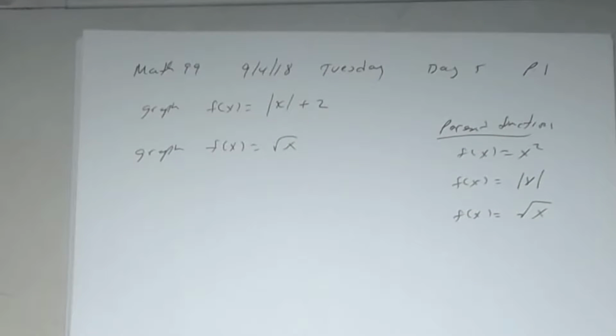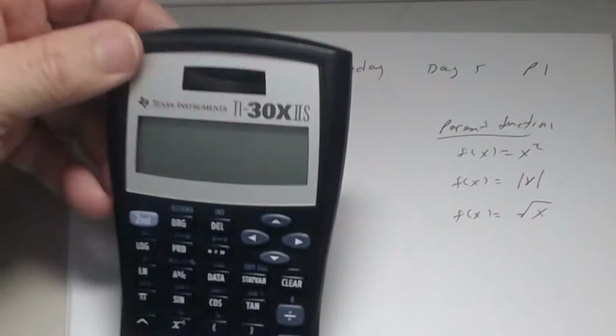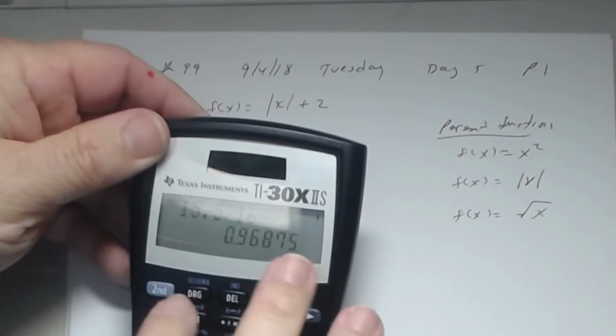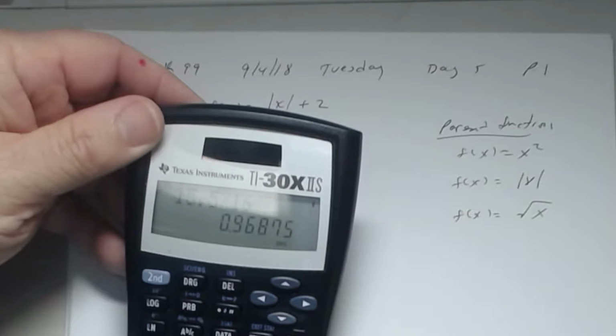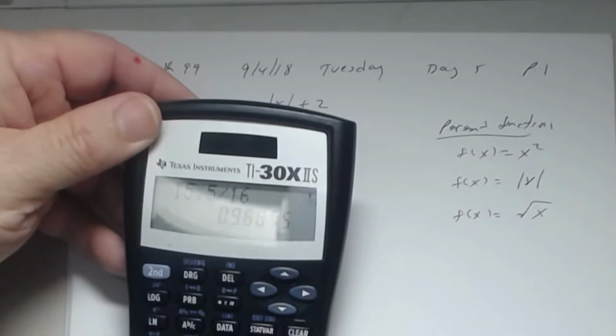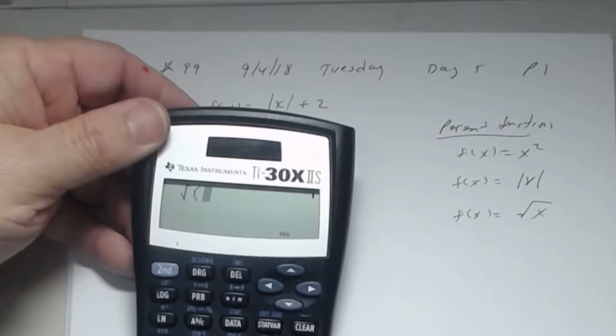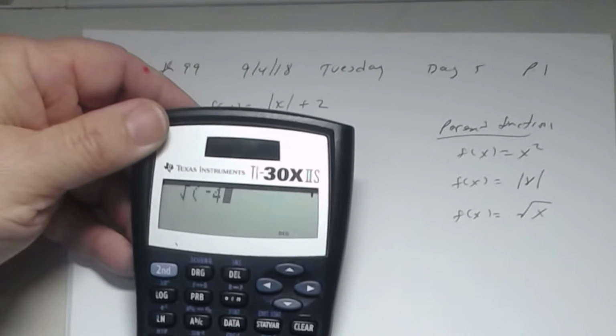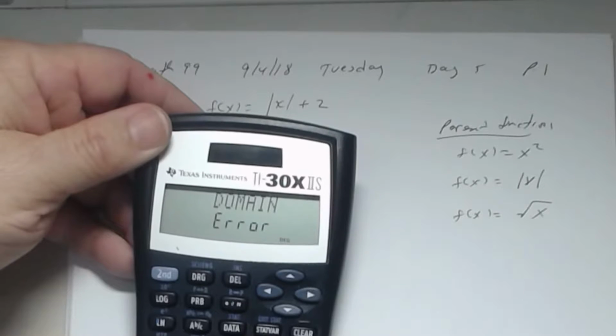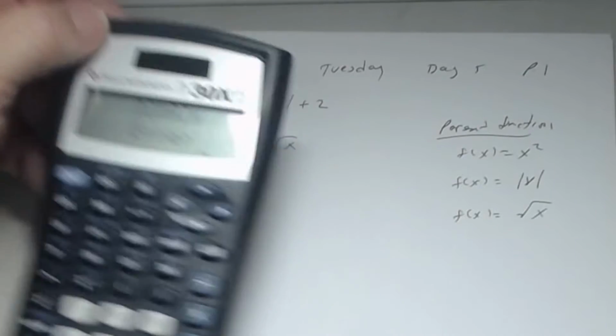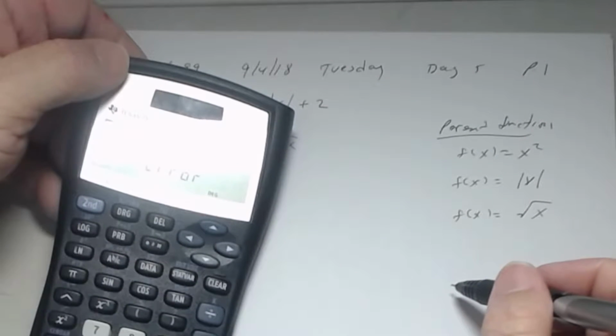If you have your calculator and you want to take the square root of a negative number, what happens? Let's see. The square root, you press second x squared to get to it. So the square root of, let's say, -4, you get an error message. All right, because you cannot take the square root of a negative number.